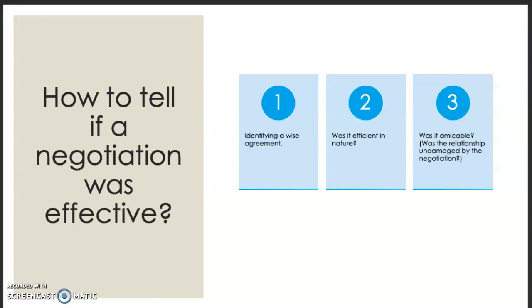You'll also be learning how to determine if a negotiation was effective. There are three key elements. One, identifying the wise agreement. Two, was it efficient? And three, was it amicable, or was the relationship undamaged by the negotiation? This is really how we can tell if we were successful or if the negotiation was effective. So please just be looking at this as you're going through the material this week.